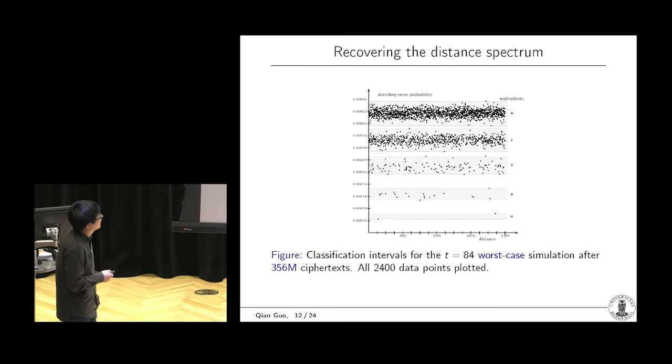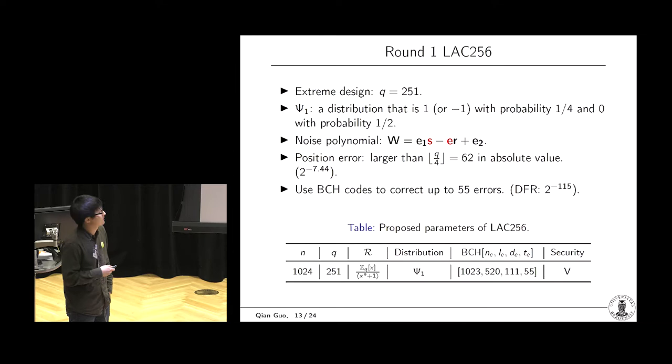Next is a lattice-based scheme, LAC. These are the proposed parameters, and LAC is an extreme design. So it chooses q to be very small. For other lattice-based schemes, they usually choose q to be several thousand.